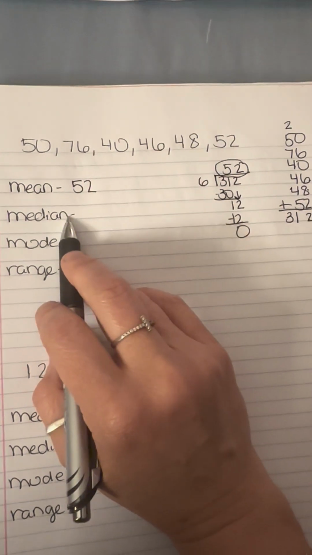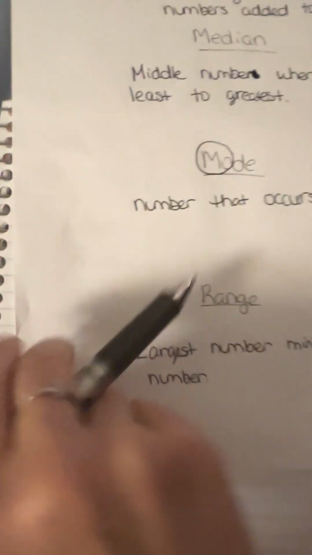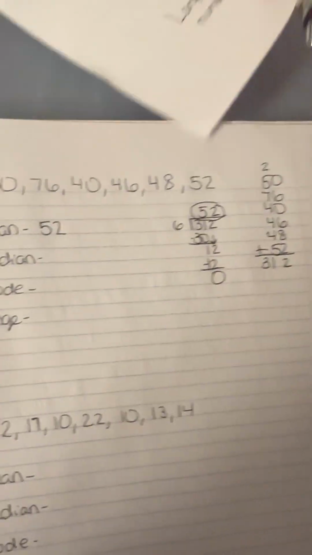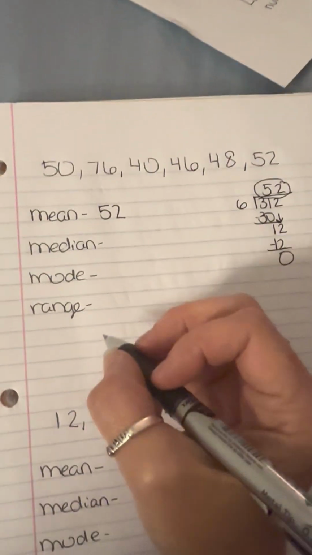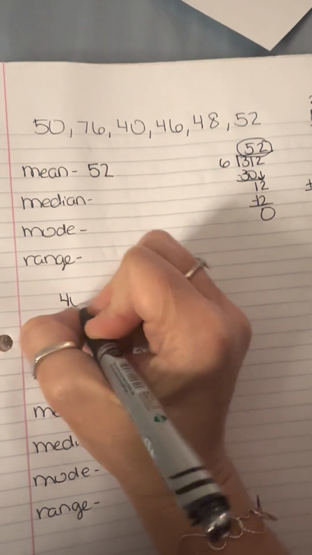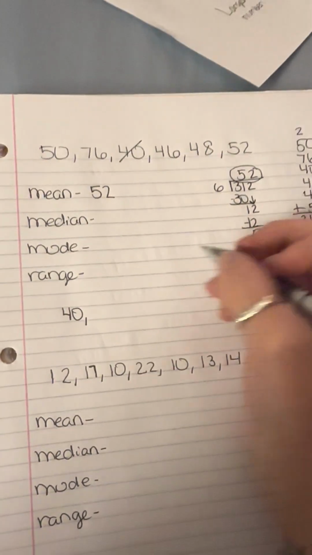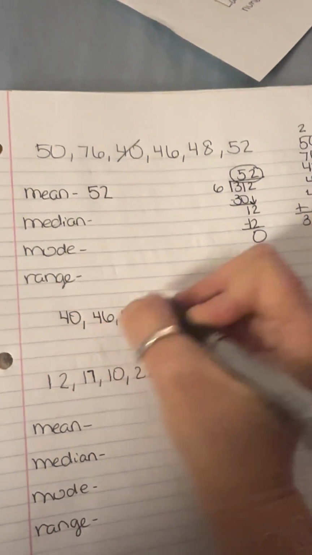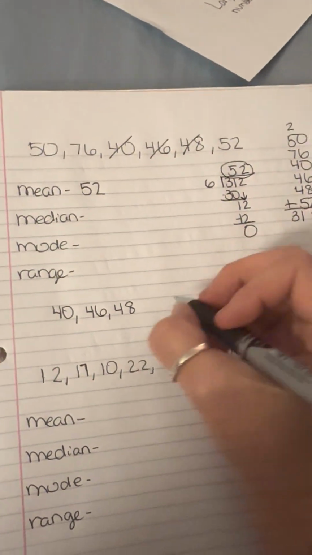Now your median is the number in the middle when organized from least to greatest. So we are going to have to rewrite our numbers, and I'll rewrite this here at the bottom. So our smallest is 40, and I like to cross them off as I write them to ensure that I'm not forgetting to use one.